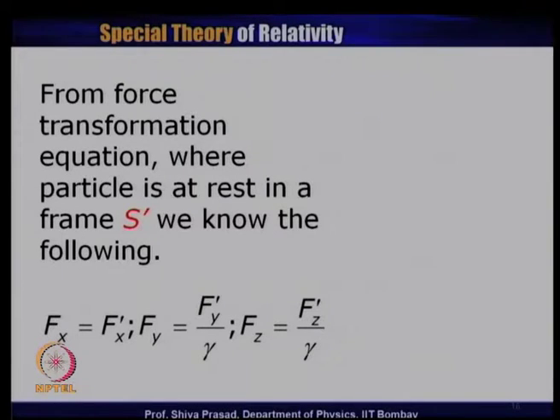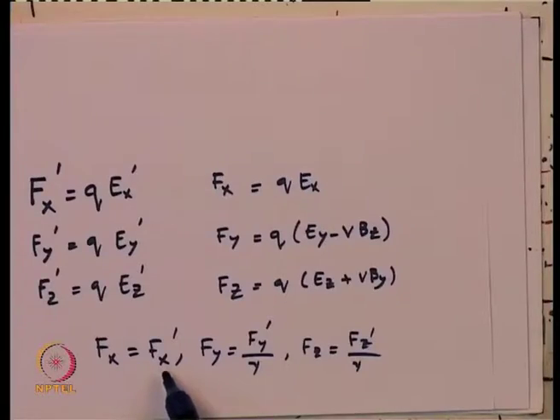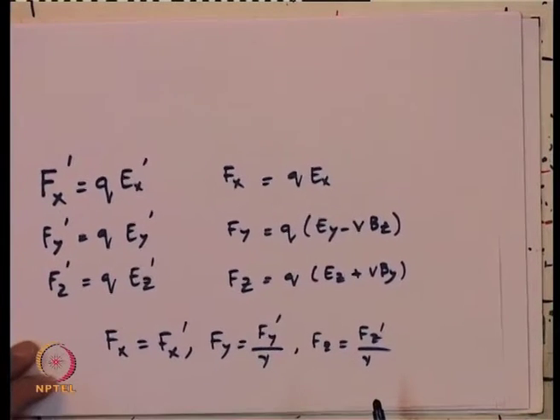This is a special case of the force transformation equations which I used last time, in which I said that if the particle happens to be at rest instantaneously in a given frame, then the transformation equations become somewhat simpler, and this is precisely the case in this situation, where the particle is at rest in S prime frame of reference. So, I can write these equations in a rather simpler form, and this is what I have written on this piece of paper: Fx is equal to Fx prime, Fy is equal to Fy prime by gamma, and Fz is equal to Fz prime by gamma.